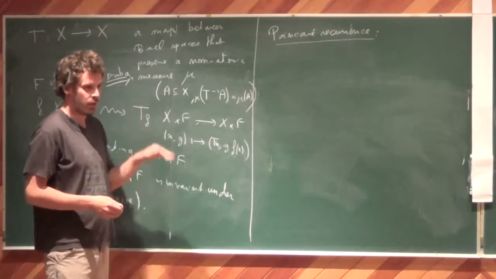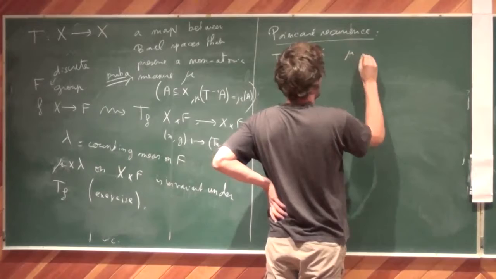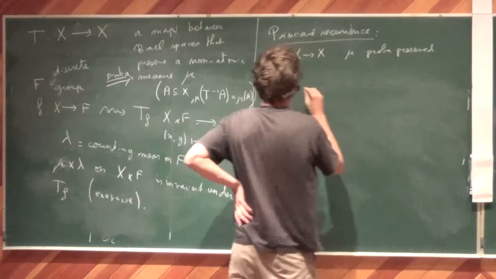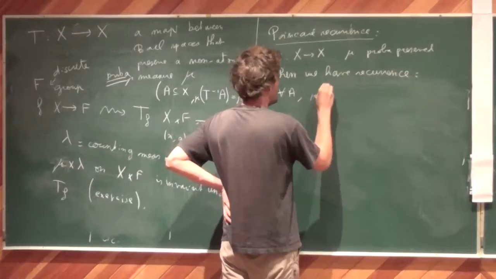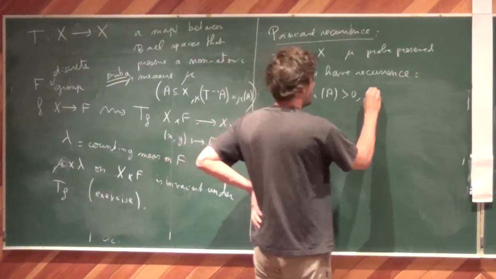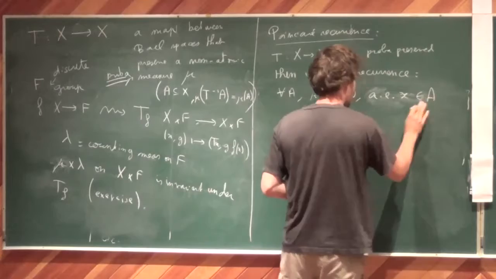So here you pick the same scheme as here, mu a probability measure preserved. Then we have recurrence. What does recurrence mean in that scheme? For any A with positive measure, for almost every x that belongs to A, there exists a time n at which T^n of x goes back to A.